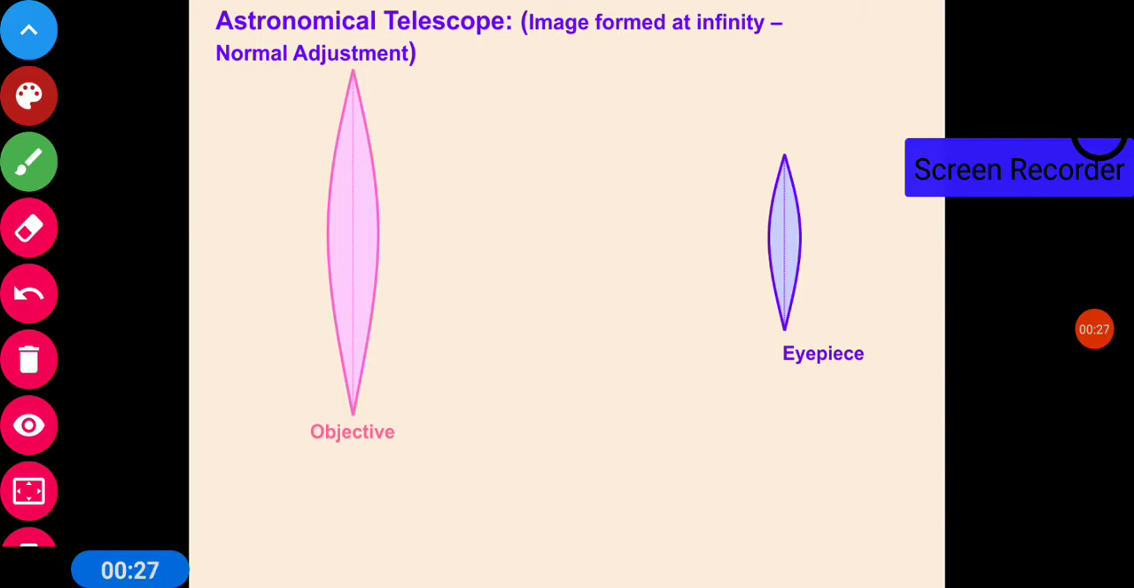Now, optical telescope, you know that it is an instrument which is used to view the far off objects. In the telescope, there are two lenses. One which is near to the object is known as the objective, and the one which is near to the eye is known as the eyepiece.